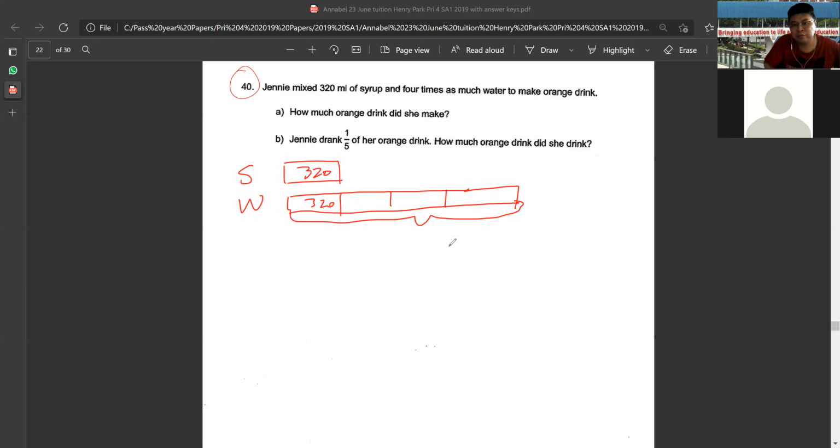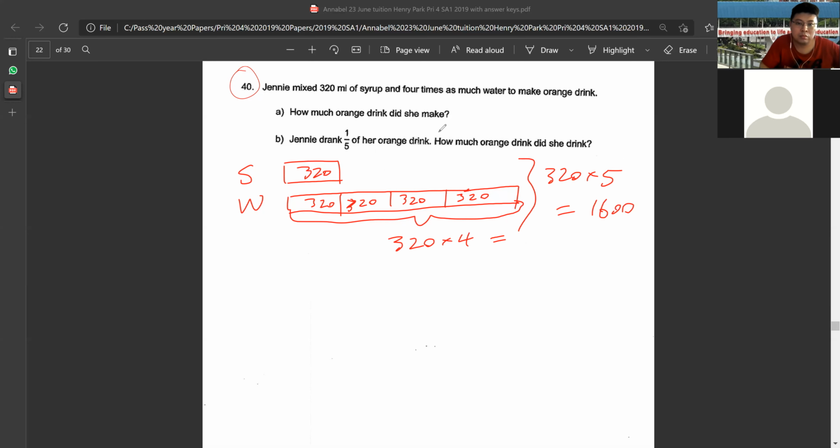You tell me how to find this. 320 times 4. But all together will be 320 times 5, because I need to add the syrup also.